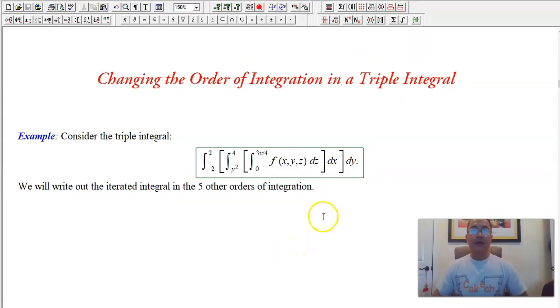All right, time to get to work. The first step is very easy. You already know it. We're just going to label the integral symbols with the corresponding variable. So dy is our outer, so y will go from -2 to 2. dx is our middle, so x will go from y squared to 4, and z will be on the inside, so z will go from 0 to 3x over 4.